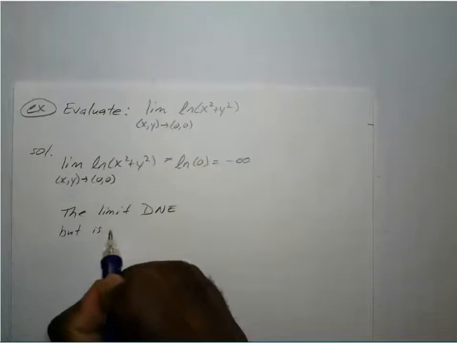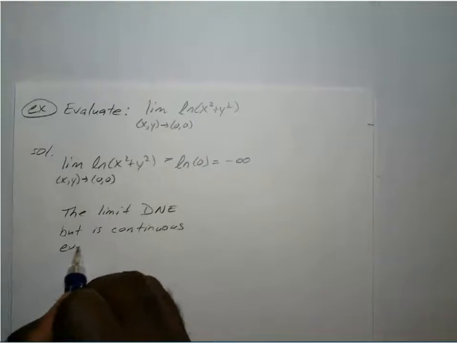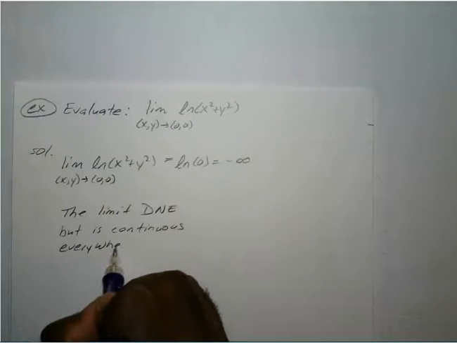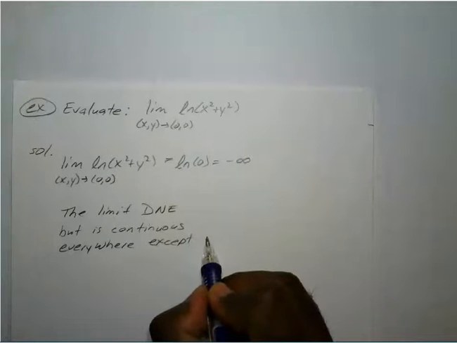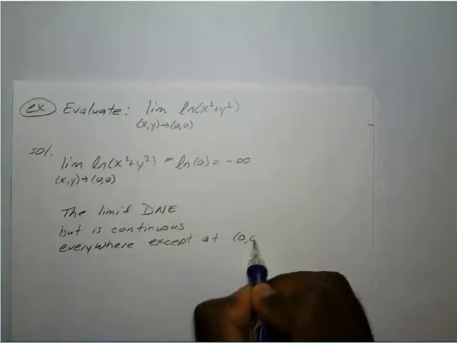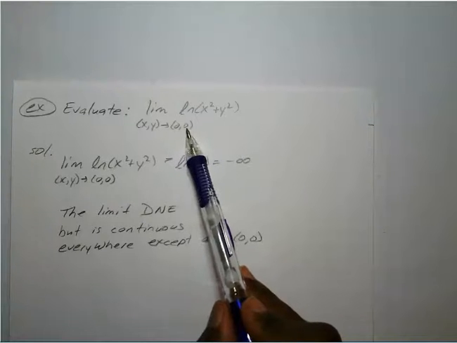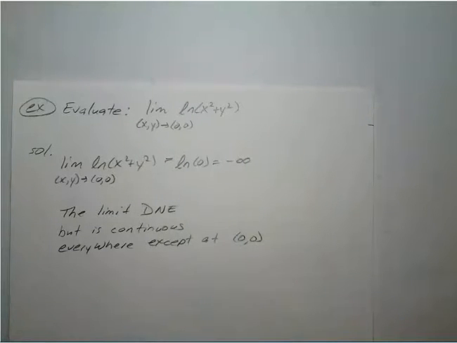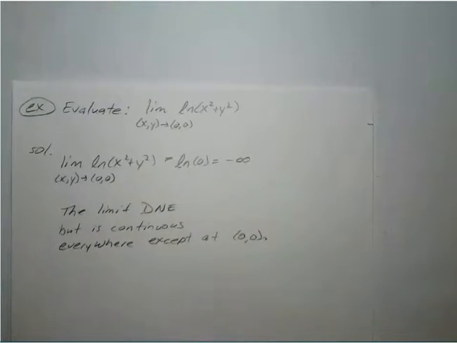but it is continuous everywhere except at the point 0, 0. Okay, you can plug in 0.1 and 0.1 and you'll get a value. That's the only point where it does not exist.